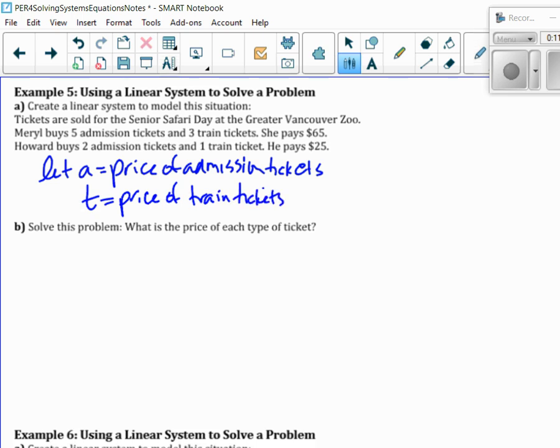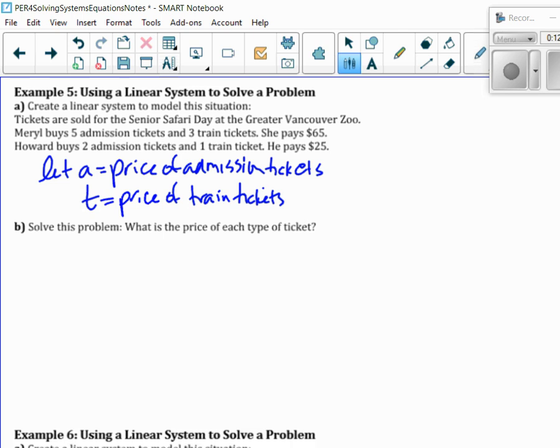How do I know it's that? Because somewhere in the question it asks you, so what is this, right? You see it says, what is the price of each type of ticket? So you knew you were solving for the price, right?